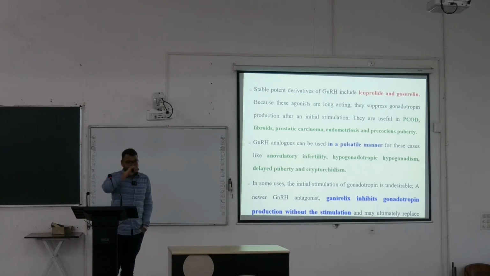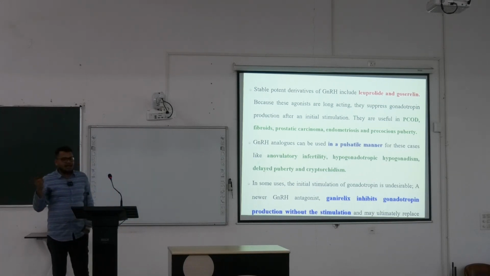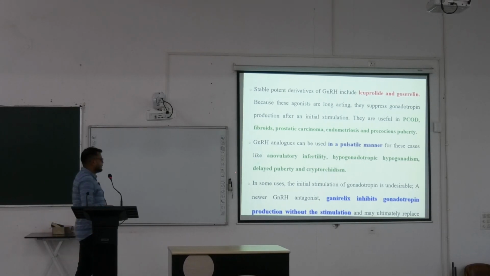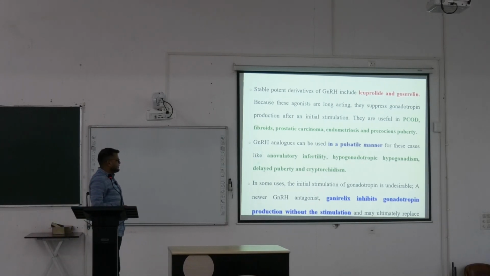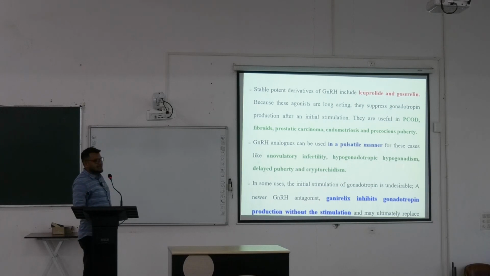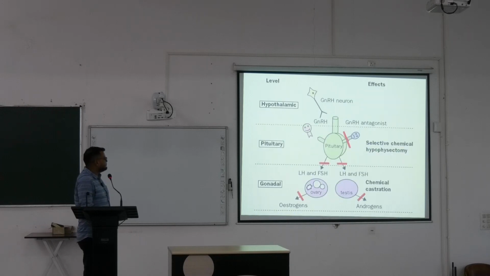The last topic is GnRH antagonist. In some uses, the initial stimulation of gonadotropin is undesirable. A newer GnRH antagonist, that is ganirelix, inhibits gonadotropin production without this stimulation. So there is initial stimulation with leuprolide and goserelin, which is avoided with GnRH antagonists.